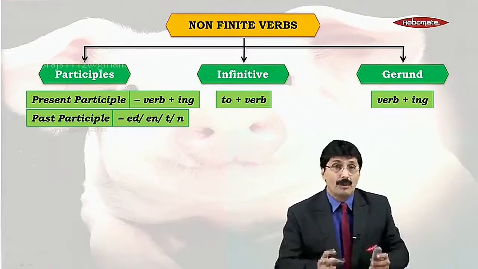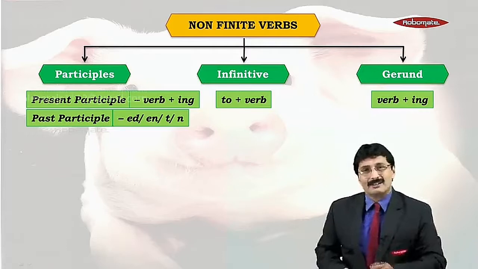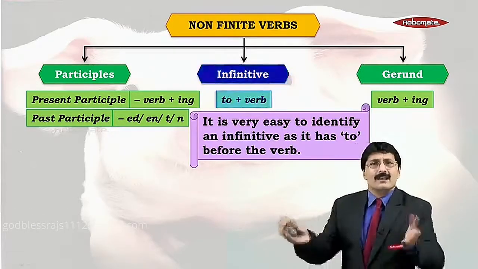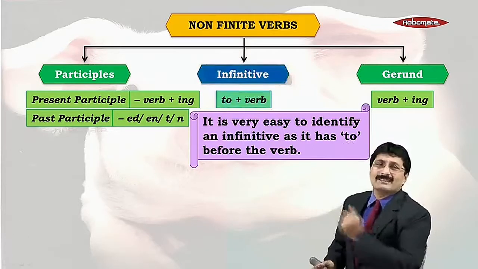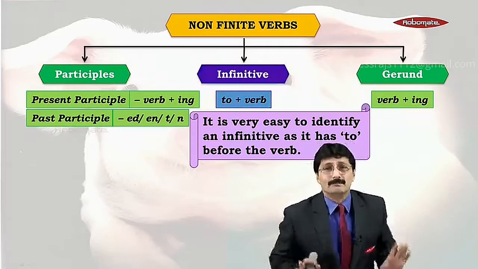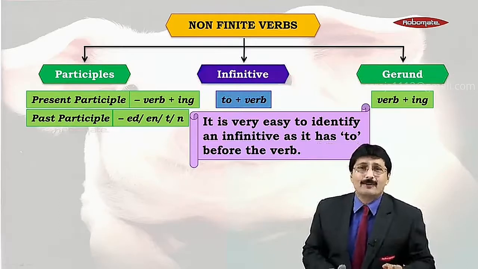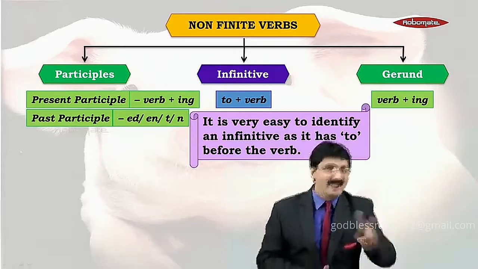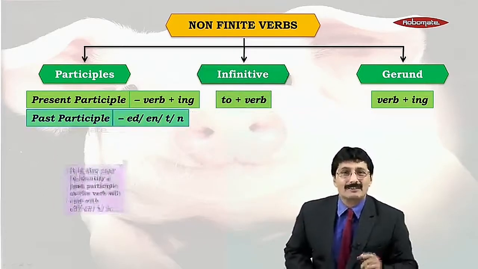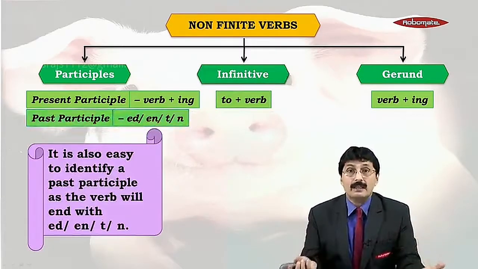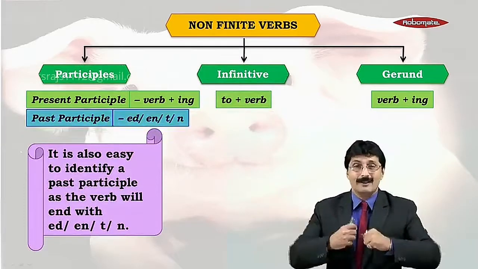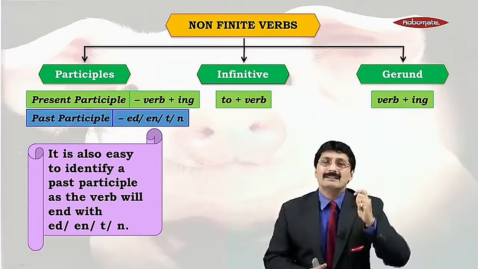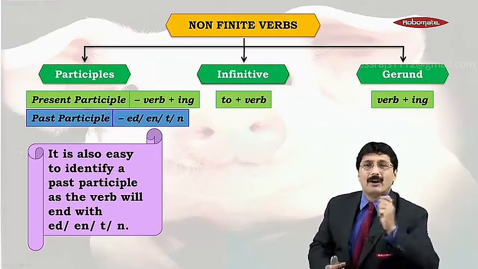So you should first know how to identify an infinitive, a gerund, a present participle or a past participle in the sentence. The easiest to identify, my dear friends, is the infinitive, to plus verb. Nothing required: to help, to play, to run, to eat, to sleep, to walk. Infinitives. Now, it is very easy to identify a past participle also, because a past participle is a verb form ending in en or ed or ne or t.